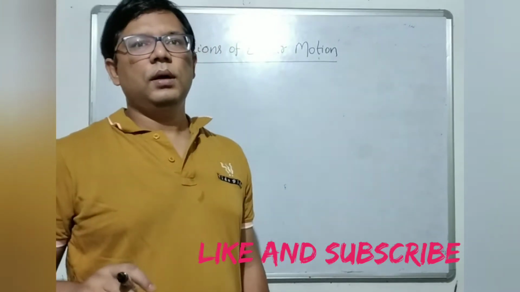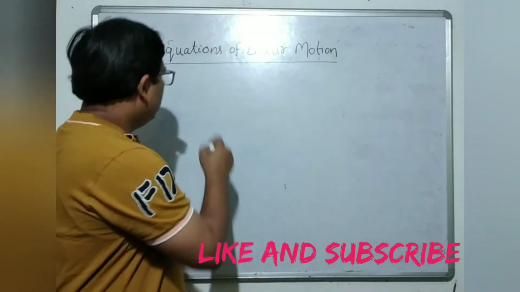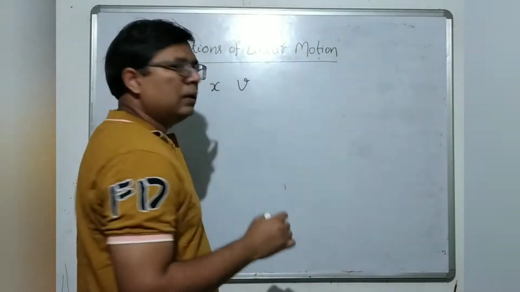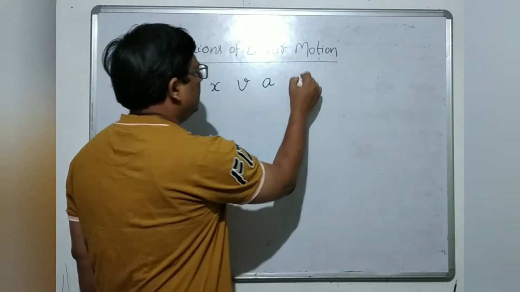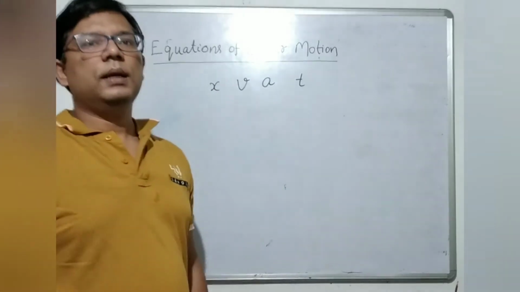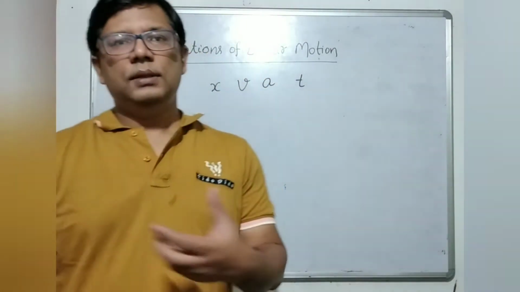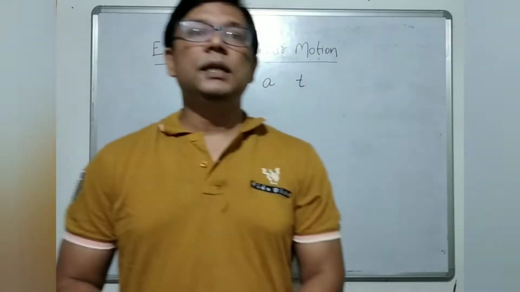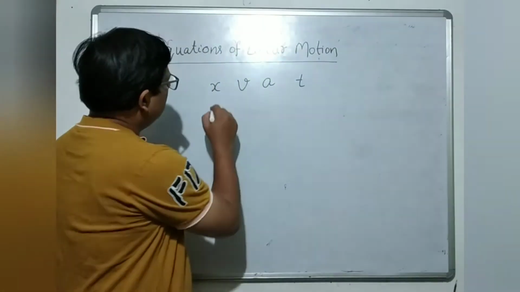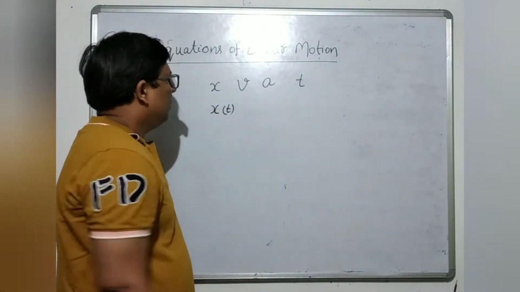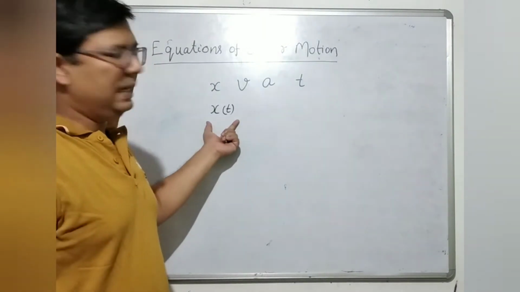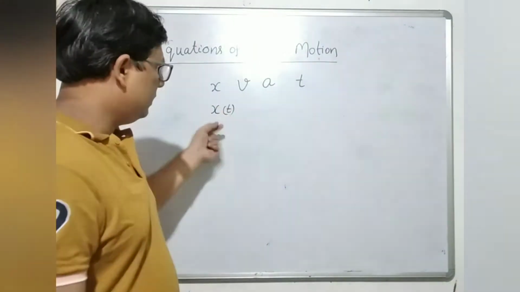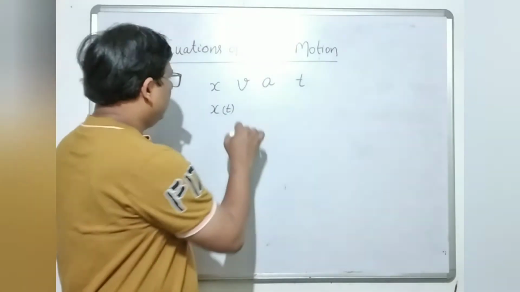So today we will learn how these terms, the displacement, let's say x, velocity, acceleration, and time, are interrelated, and the interrelation between these terms gives the equations of linear motion. So we will find what the displacement is with respect to time. I mean, when time changes, how does displacement also change? So we will come to know about this relation, x and t.